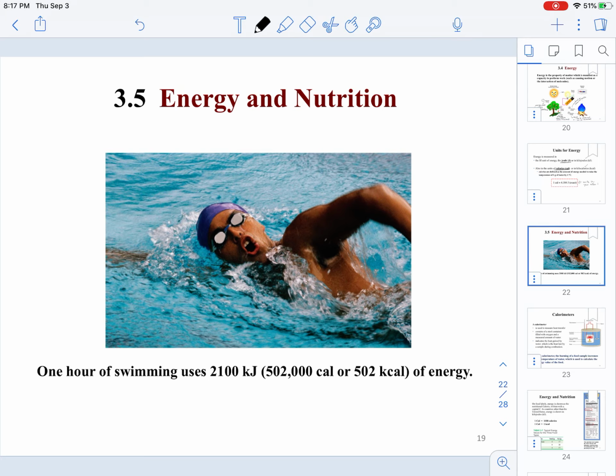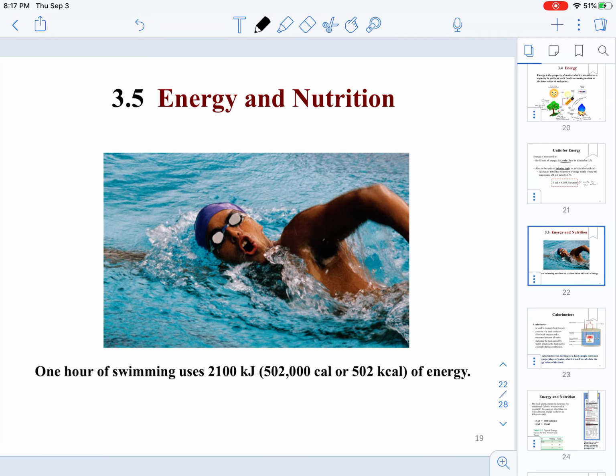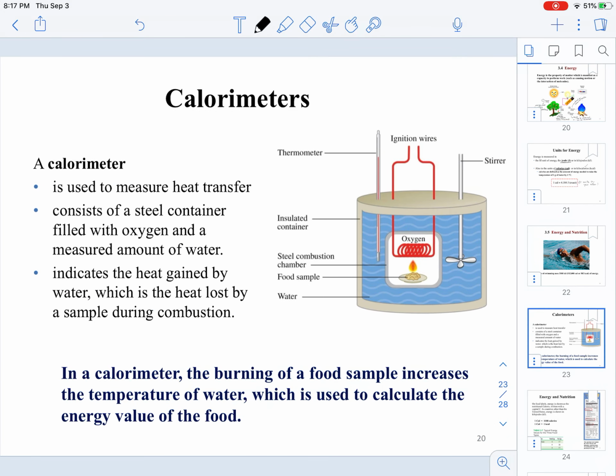Now, we are going to focus the rest of the chapter on energy and nutrition, specifically looking at how the calories that can be calculated in a particular food are generated by looking at certain biomolecules. To start that discussion, we need to be looking at the instrument that is utilized in order to do this. So a calorimeter is used to measure heat transfer.